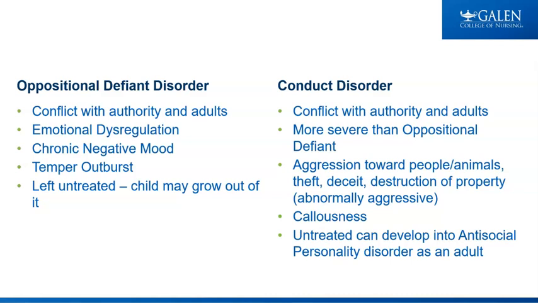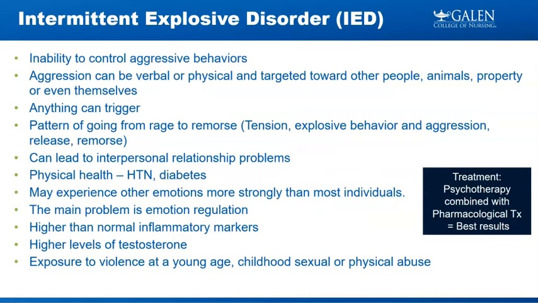Aggression, theft, destruction of property, right? Aggressiveness. We don't feel bad about it. Honestly, they can't feel bad. There's no ability to feel bad. If untreated, it will develop into antisocial personality disorder as an adult. And we will talk about antisocial when we get to our personality disorders, because antisocial personality is probably not what you're thinking it is. So, our last disruptive disorder is intermittent explosive disorder.